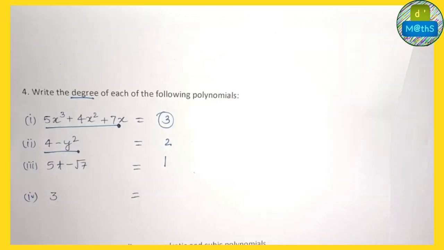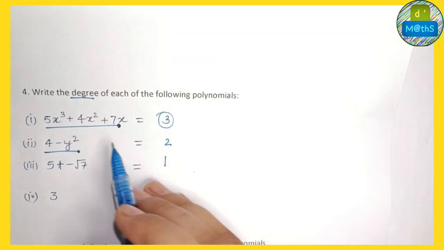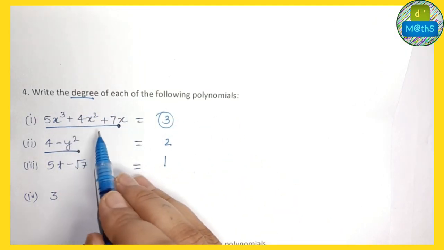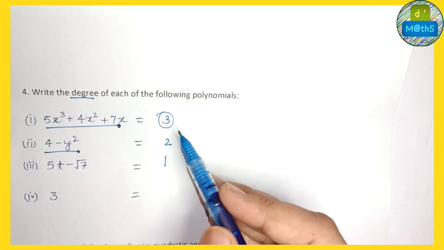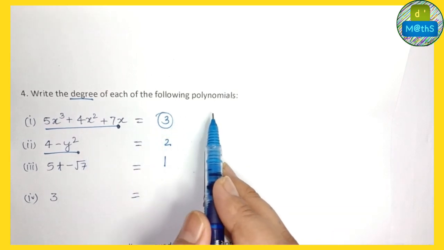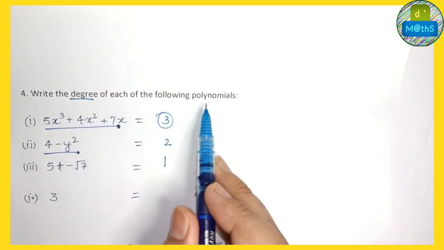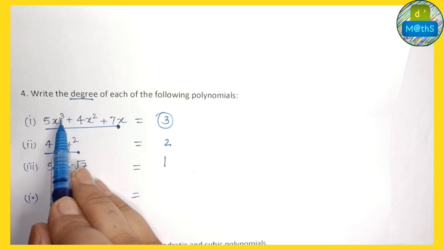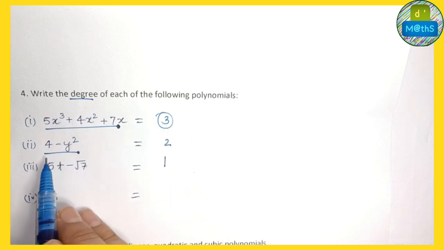So now we are discussing question number 4. Actually I discussed this earlier but the camera was off, and that is why I am explaining it again. You have to write the degree of each of the polynomials. The degree of a polynomial will be the highest power in that expression. You have to write it as your degree.